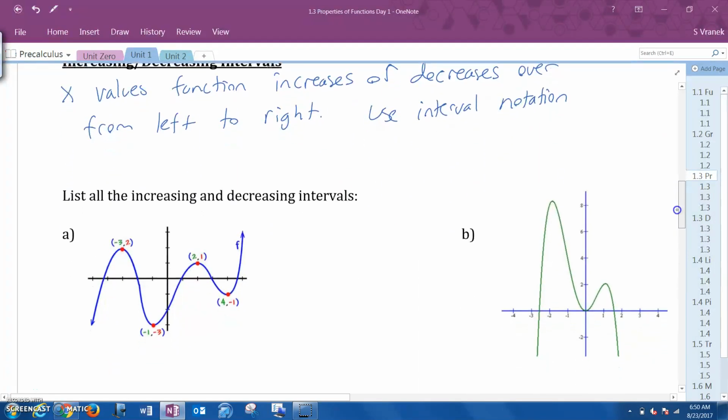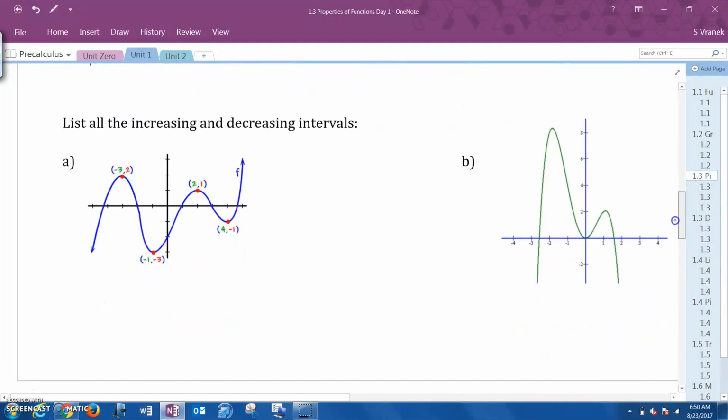It says list all the increasing and decreasing intervals for these problems. So let's take a look at this. From here to here, you guys would agree that that's increasing until it gets to that point. From -3 to -1, you would probably say it's decreasing. From -1 to 2, you would say it's increasing. From 2 to 4, you would say it's decreasing. And from 4 to infinity, it's increasing.